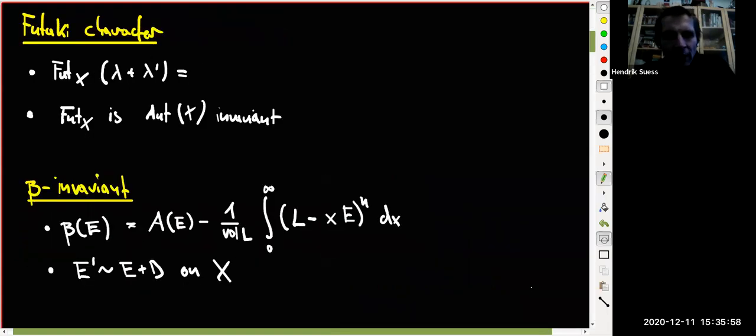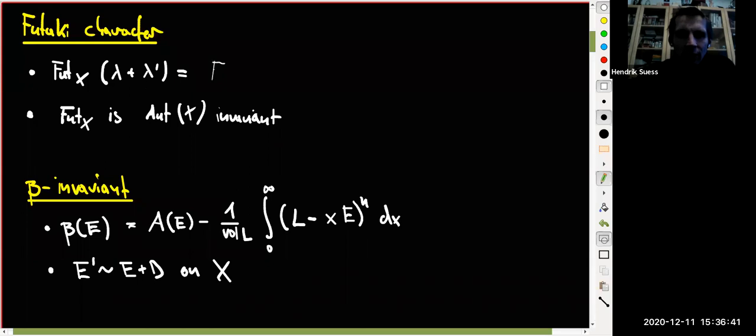Okay, let me start with the Futaki character, which played a role on the left-hand side of the picture. And here the point is that it is really a character. So meaning if I consider two commuting C star actions on my variety, then I can also consider the product of them. And I'm writing this product here additively because this gives rise to the abelian group of one parameter subgroups. So I really want to write this additively.